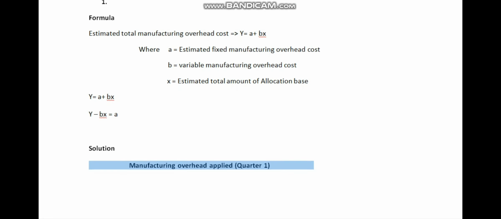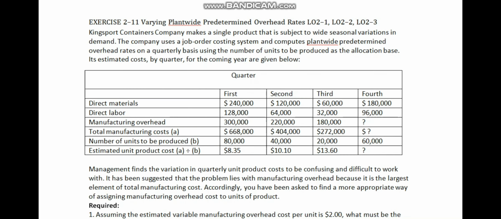Manufacturing overhead applied for quarter 1. I'm using the data from quarter 1. You can use it from any of these quarters, obviously leaving out the fourth one because the data is incomplete there. But I'm going to use the first quarter information. So the manufacturing overhead mentioned here is $3 lakh. I'm going to use this value.